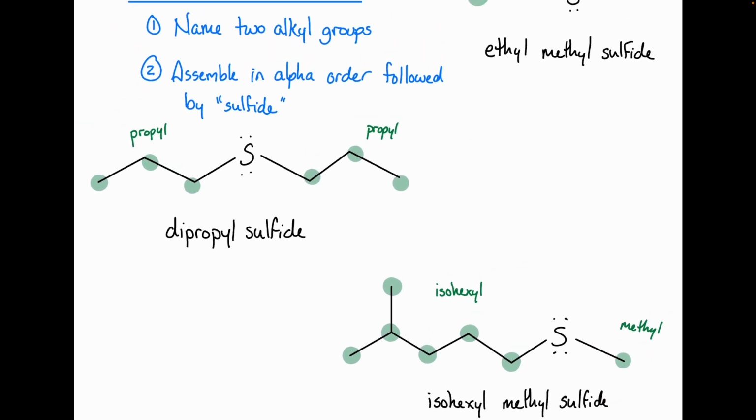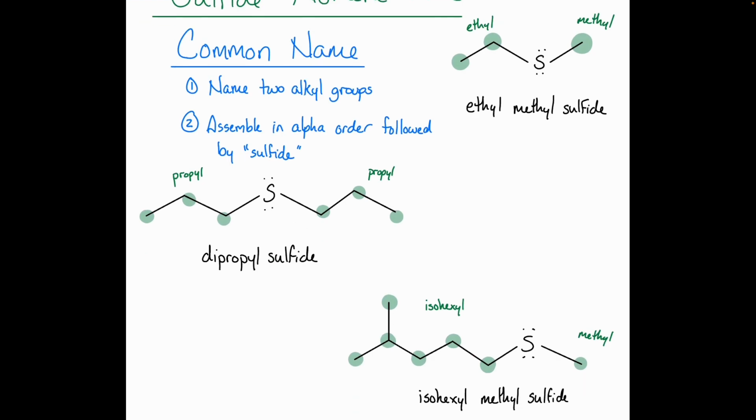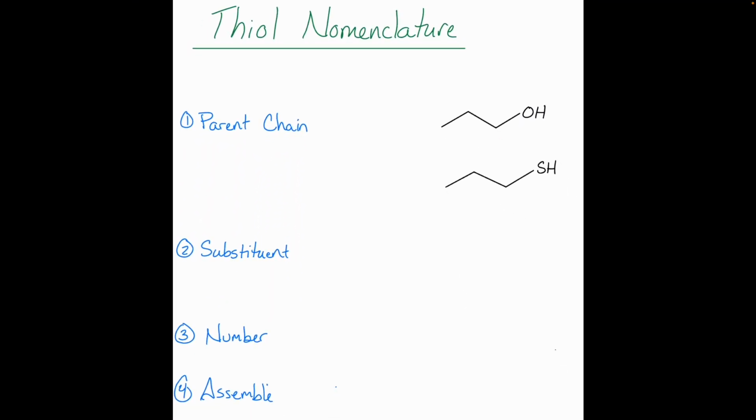So for our sulfides, we're just going to stick to the common name scheme, and it's very similar to ethers, just with sulfide in place of ether. You look on either side, you name your alkyl groups, you put them in alphabetical order, followed by the word sulfide. All right, where we're going to complicate things here is our thiol nomenclature. Okay, and by complicate things here, y'all have learned just about every rule there is to organic chemistry nomenclature, except for one big one here, and that's what we're going to use this thiol nomenclature to introduce.